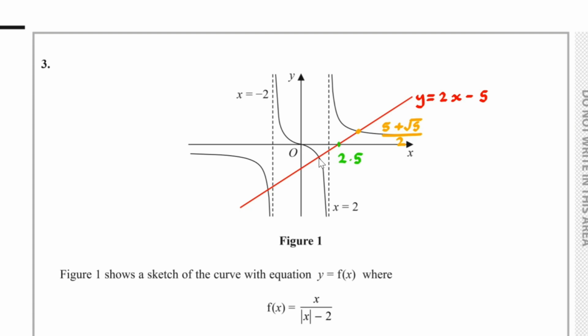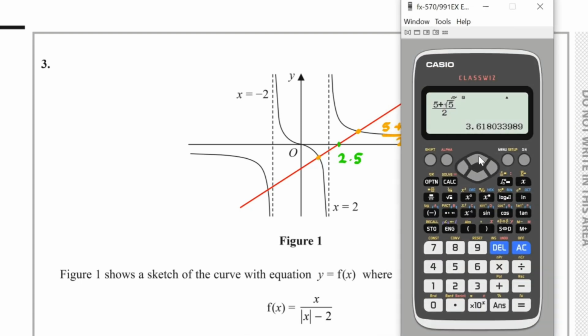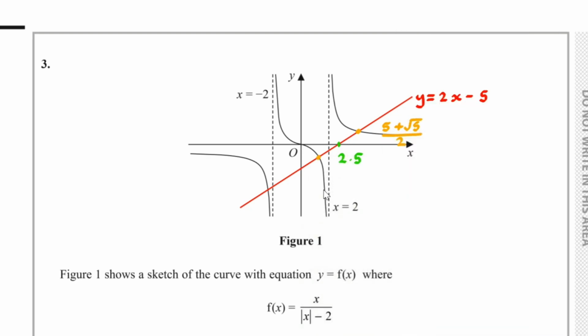What would this value correspond to? Well, if I have 5 minus square root 5 over 2, that's the same as 1.38, etc., just less than the 2.5. So here we have 5 plus root 5 over 2. And what's this value going to equal? Well, that value will equal negative square root 5.